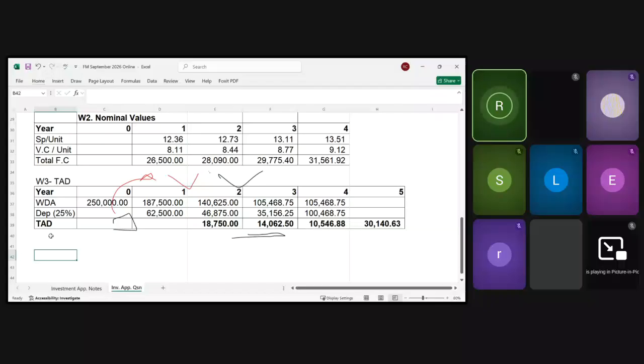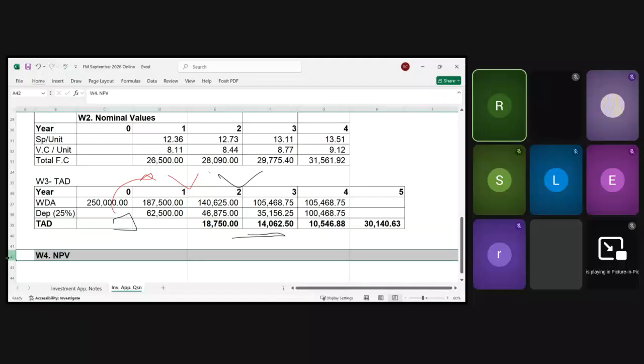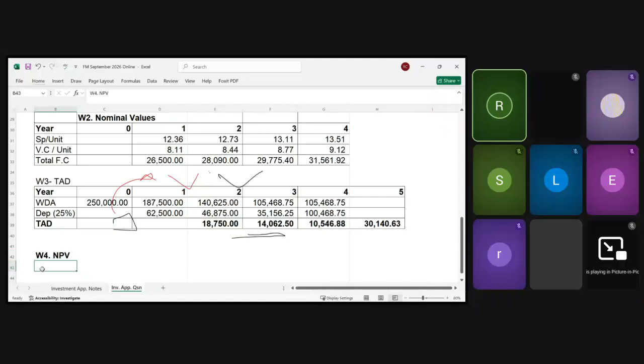calculate NPV. NPV, that is working number 4. Working 4, net present value of the project. That's what we want to be looking at now. I have my years from year 0 up to year 5.